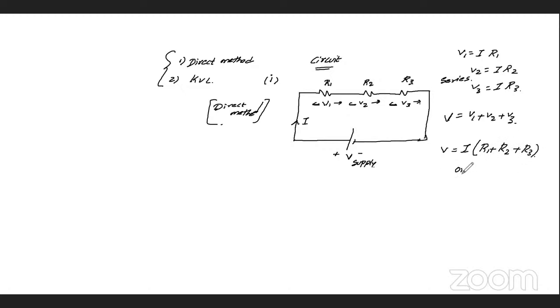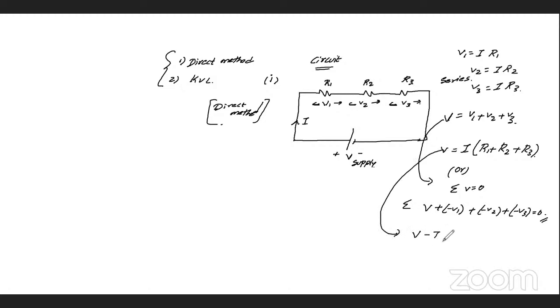Okay, or we can say the relation as sum of all the voltage is equal to 0. That means V plus or minus V1 plus or minus V2 plus or minus V3, because in opposite direction it will be 0. Sum of all the voltage is equal to 0. Or in the equation I'll write it as V minus I into R1 plus R2 plus R3 is equal to 0. So if I want, I can find the total voltage, or I can find the current also. So I is equal to V divided by R1 plus R2 plus R3. This is the direct method. So you can solve it easily.